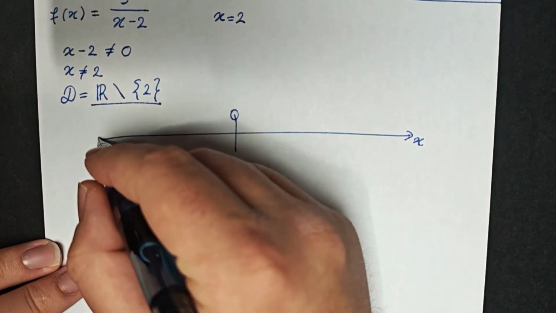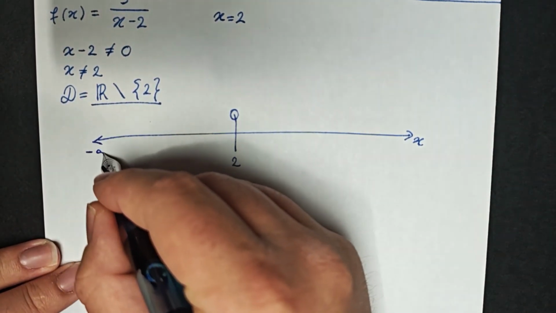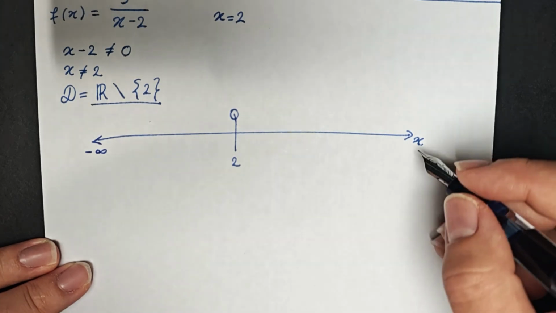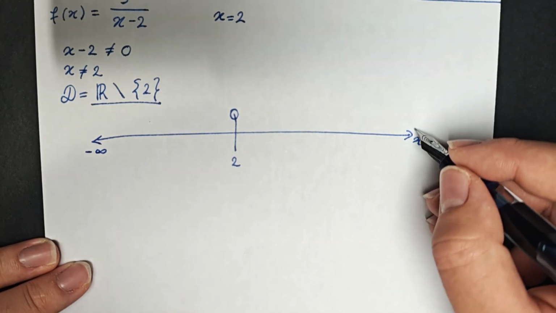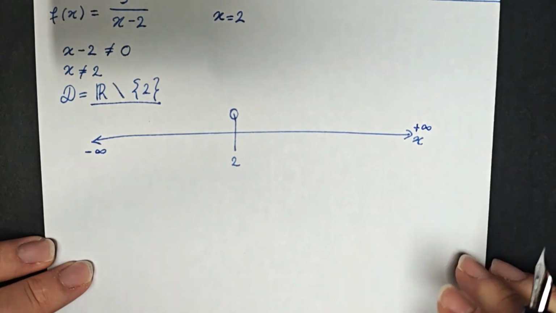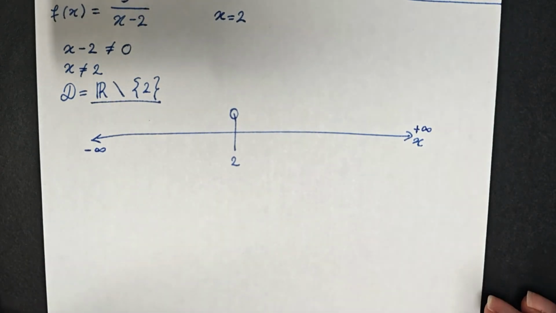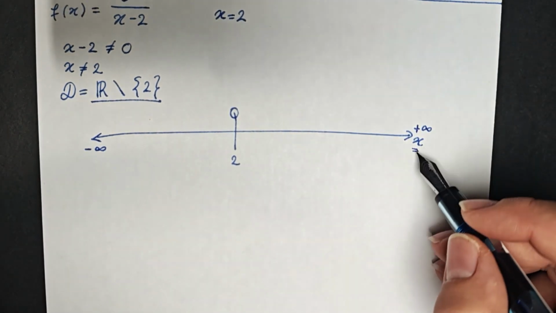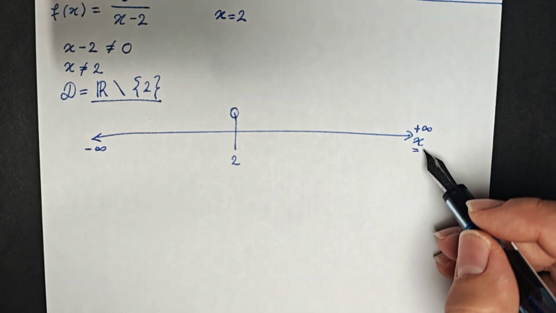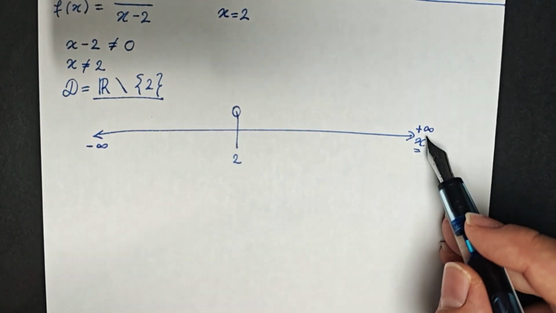So on the far left side of this line, we have negative infinity, and on the far right side of this line, we are going to have positive infinity. X here means that we are reading the values for a variable x from this line.